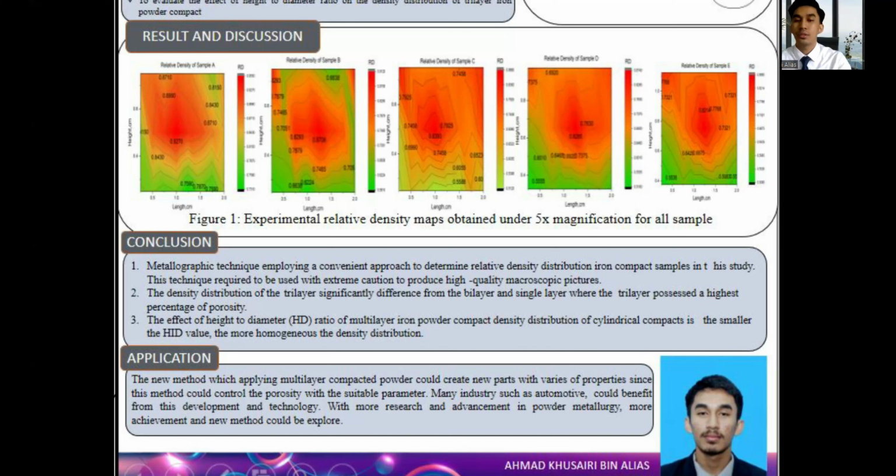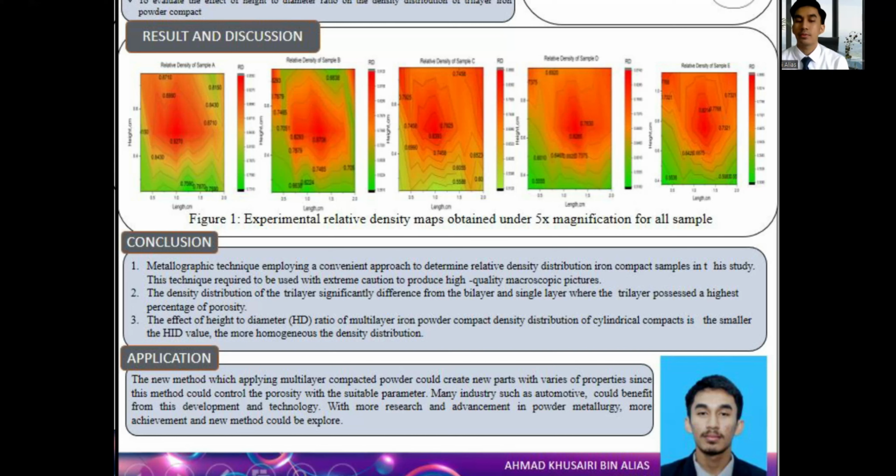And for the conclusion of this project, first, the metallography technique is a convenient approach to determine the relative density distribution of compact samples. This technique needs to be used with extreme caution to produce high quality microscopic pictures. The second conclusion is that the density distribution of the trilayer is significantly different from the bilayer and single layer, where the trilayer possesses the highest magnitude of porosity.